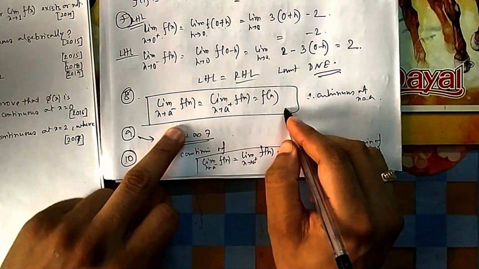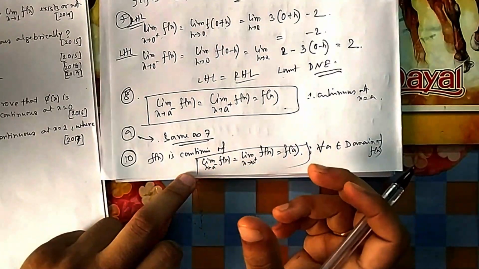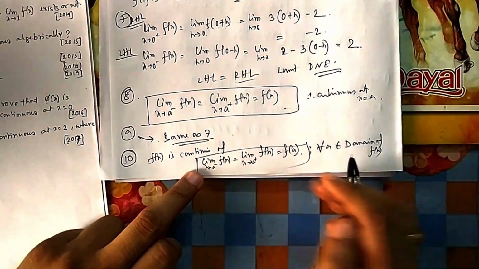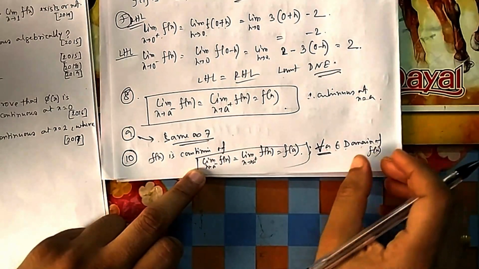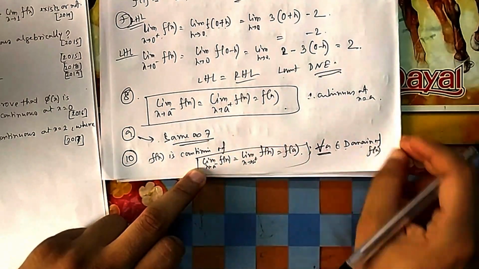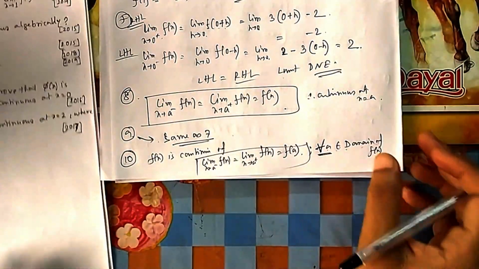But here they are not asking at particular points, they are asking generally when you say a function is continuous. When at every point, for all a belongs to the domain of f(x), at every a it should be equal, then at every a it is continuous, then you will say overall it is continuous.